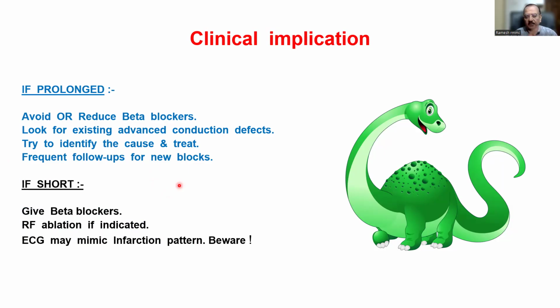So all your short PR interval patients, you have to give a beta blocker to prevent tachycardia. So that is the clinical difference between these two. If it is a prolonged PR interval, avoid or reduce beta blocker. If it is a short PR interval, you have to give beta blocker. That is why you have to carefully look for it and apply that information in your management.